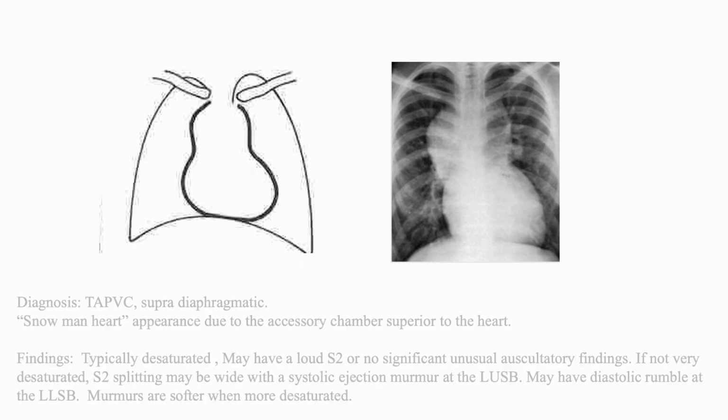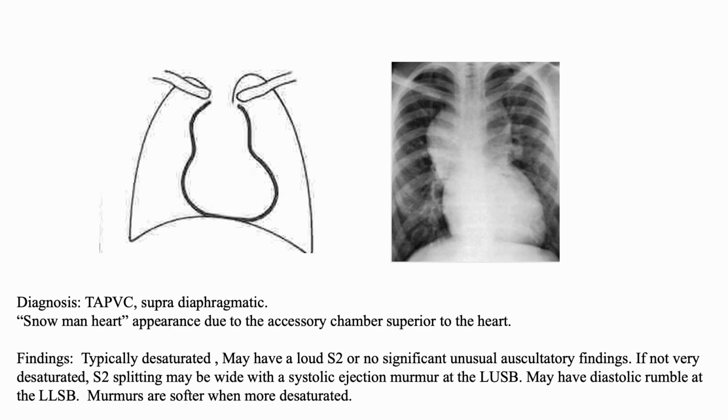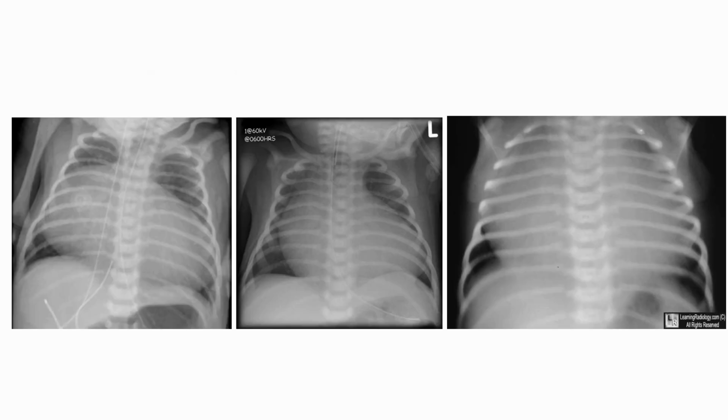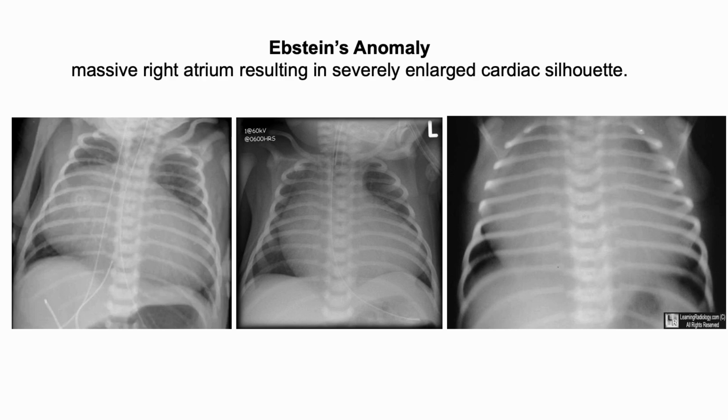And then here is an example of snowman heart, a total anomalous pulmonary venous return of a supradiaphragmatic type. Basically, there's an accessory chamber where all the pulmonary veins drain to, superior to the heart. So if you see these x-rays on your board, you should be able to pass your boards. This is Epstein's anomaly. This is a massive right atrium resulting in a severely enlarged cardiac silhouette. You can see that the right heart extends all the way onto the right side of the chest.